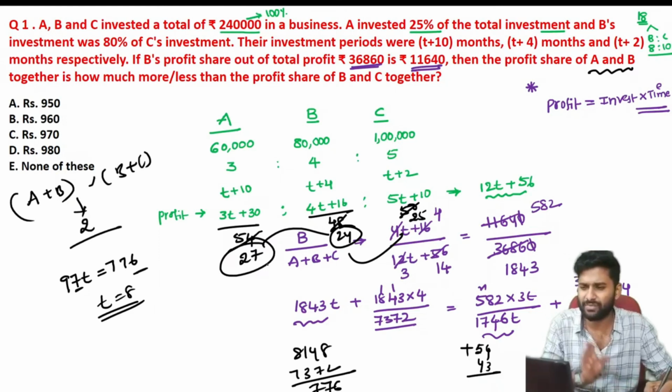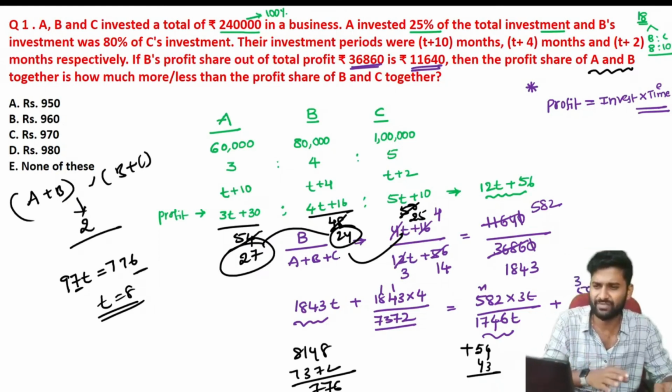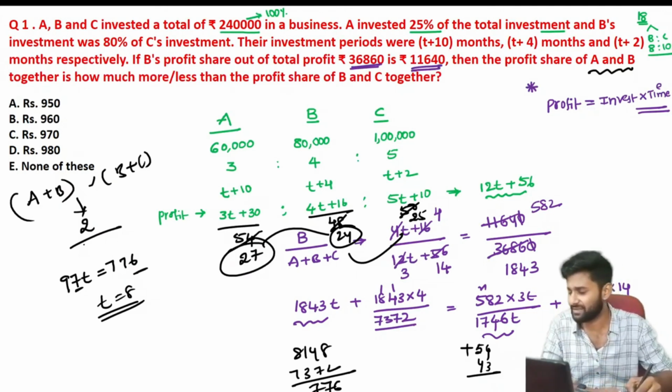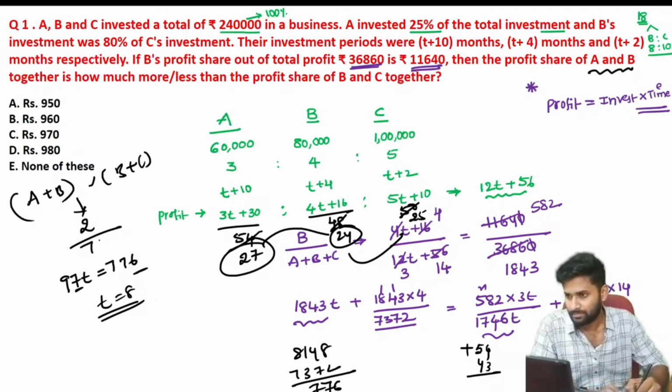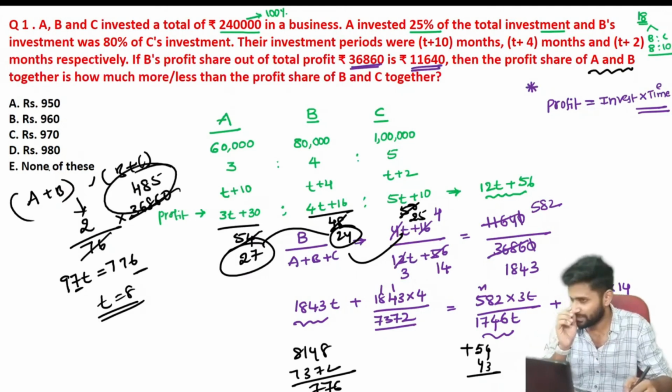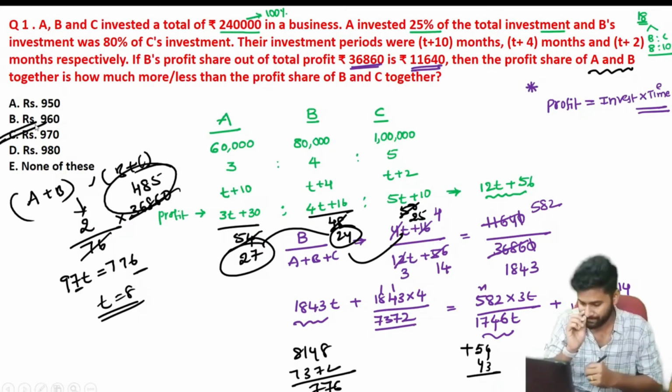So out of, means 24 plus 27 plus 25, 49, 69, 69 plus 7. So total profit is 36,860, guys. So just go through the cancellation, 4 times, 8 times, 5 times. So here the difference 485 is multiplied by 2, you will get 970.